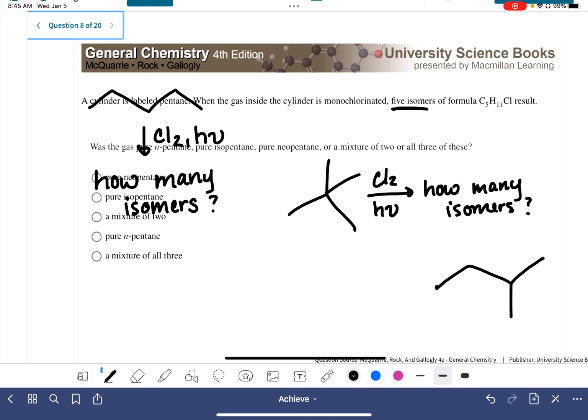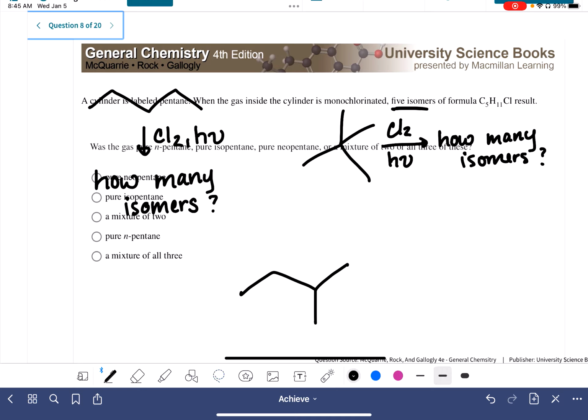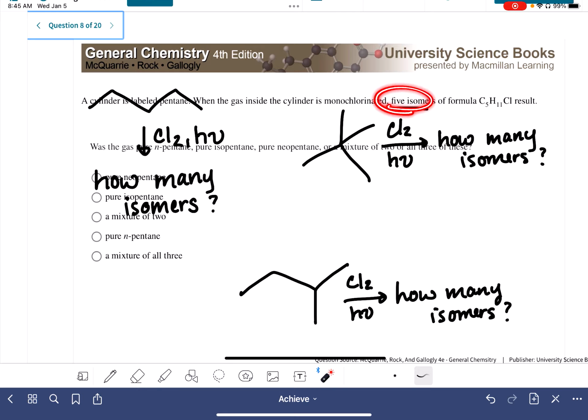How many different isomers can I make when I chlorinate that guy? Kind of set that aside. And then I'm going to do the same thing with this one. How many isomers can I make? Now we know that it's telling us that the product had a total of 5 isomers.